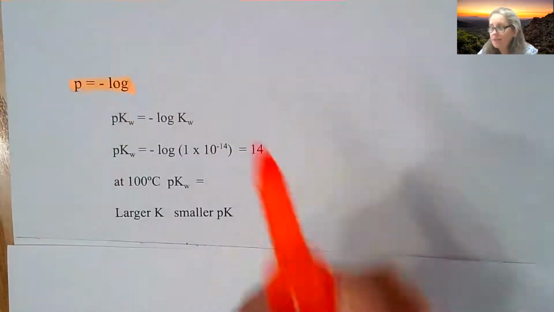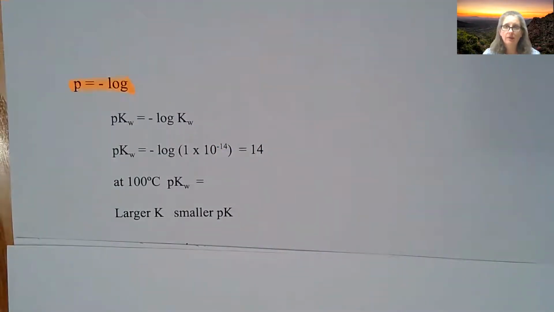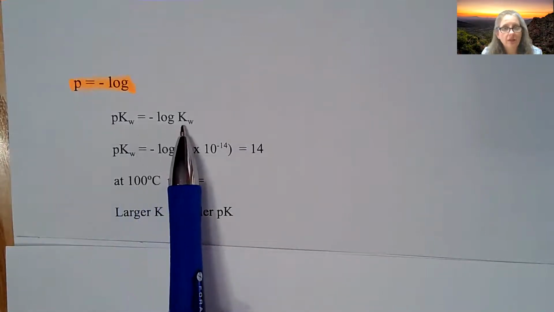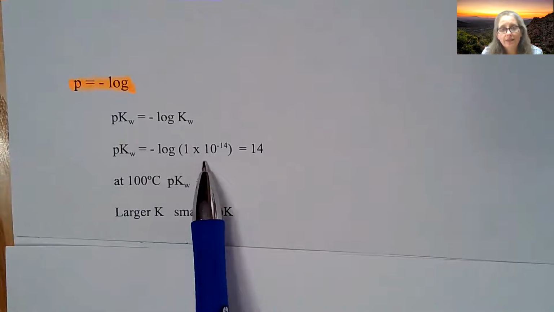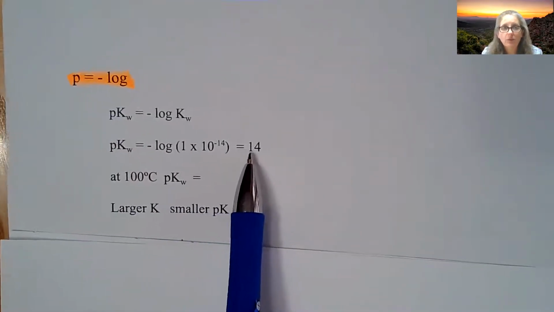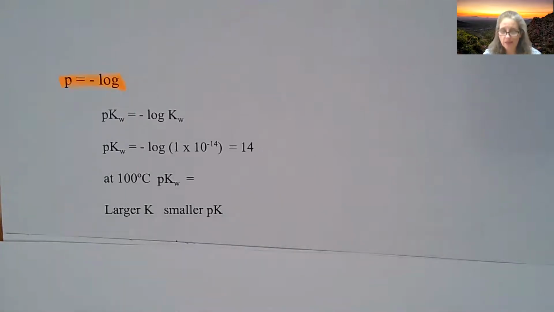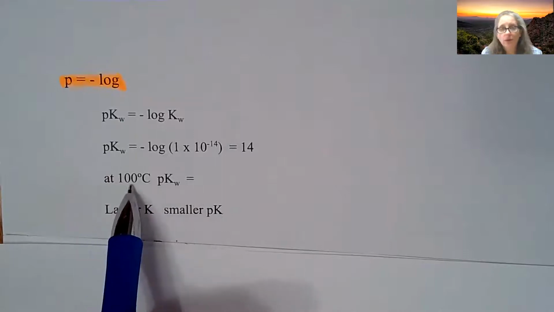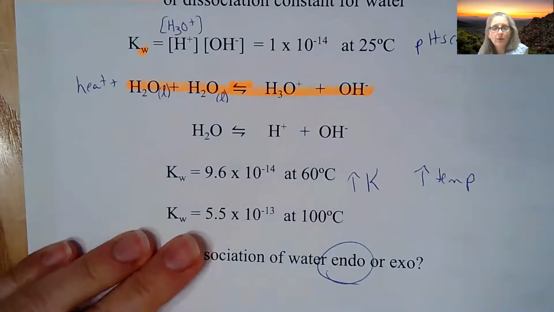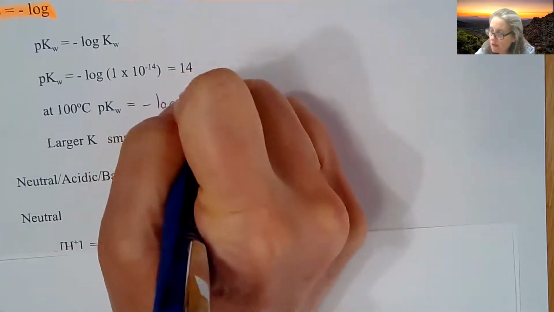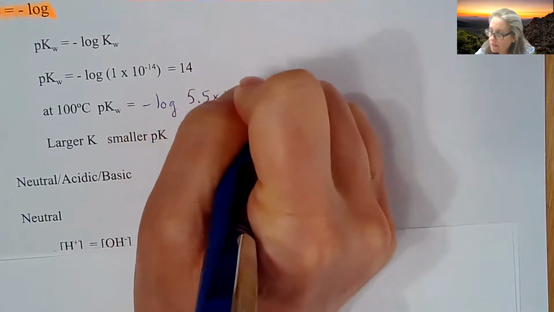No matter what I do with these next couple calculations, if I take the pKw, I'm taking the negative log of Kw. What that does is essentially get rid of that 10 to the negative, and you get the 14, which is, again, what we talked about with the pH scale. So what would the pKw be at 100 degrees Celsius? I got 5.5 times 10 to the negative 13. So I'm going to take the negative log of 5.5 times 10 to the negative 13.